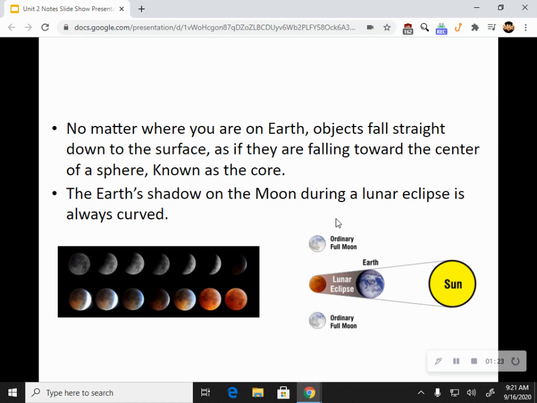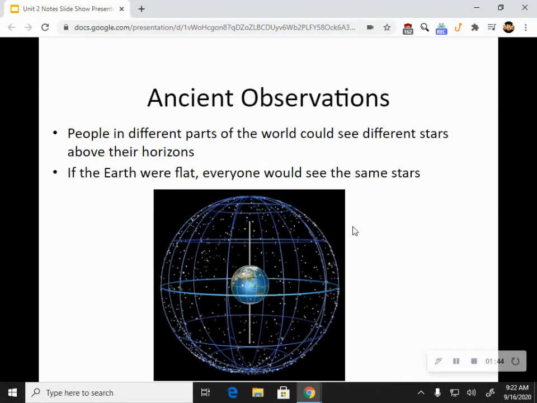The Earth's shadow on the moon in a lunar eclipse is always curved. So we know it is a curved surface. It can't be flat. It's very simple to see that. And of course, you don't even have to have pictures of the Earth. You can just see based on these facts.